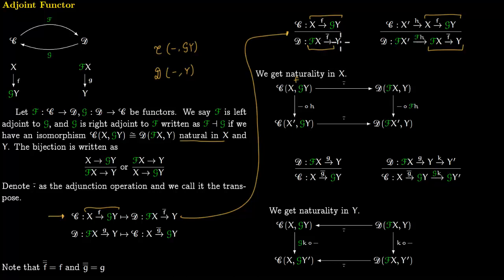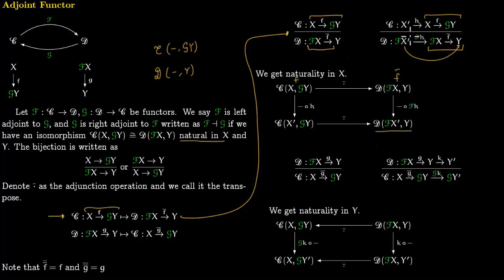You go to the arrow fx to y in category D, you go f bar here, but this f bar you pre-compose with fh. You go from fx prime to y. So this is the arrow if you compose these two, and that is where we land up here.